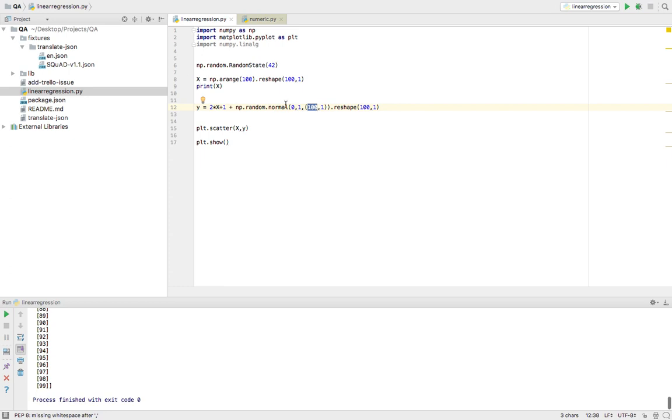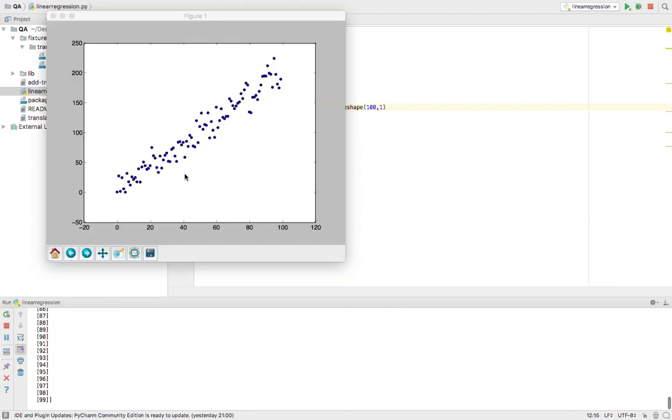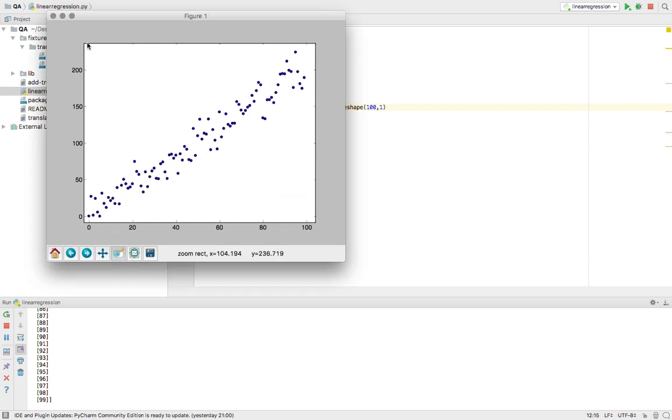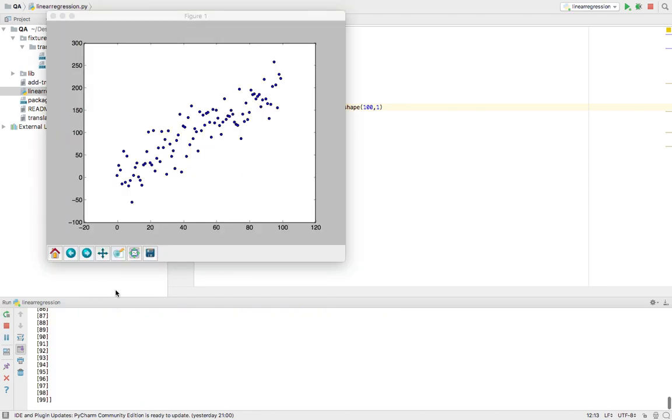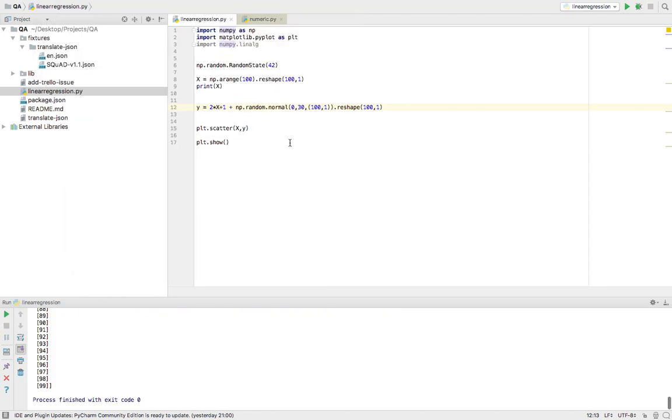We can increase this randomness by increasing the standard deviation, or we can multiply it from here, and this will result in an awkward data set. However, you get the point. We can increase the randomness by changing the standard deviation, and this 3 multiplied by the standard normal distribution with standard deviation 10 means a standard deviation of 30. So the dataset is nearly similar, and you get the idea.